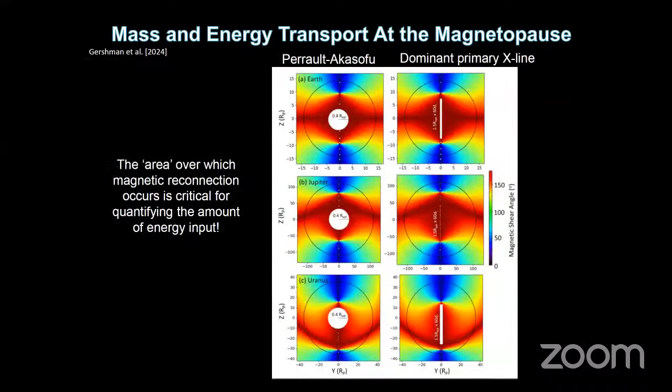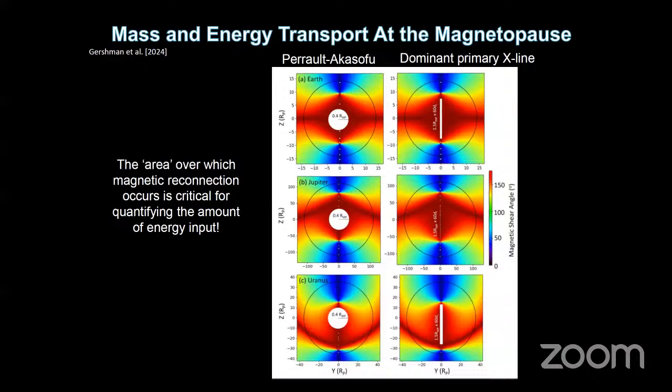Next slide, please. And one thing that's really important as you try to scale how much energy you can get from reconnection to different planets is the geometry. And so the panels on the left show what happens if you just took the thing that has been done at Earth and blindly applied it to different planets; you might get into trouble. There's a scaling, the Perreault-Akasofu parameter, that talks about how you couple from the solar wind to the magnetosphere.